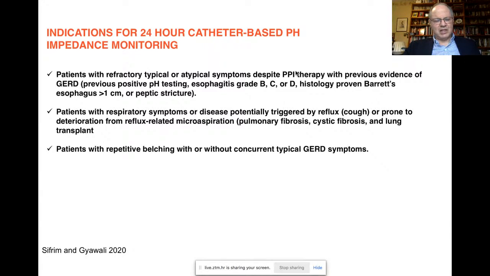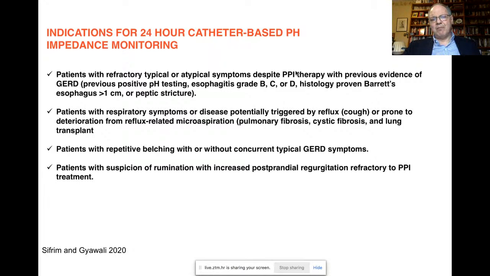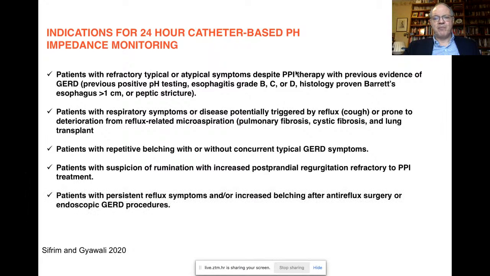As I said, in patients with repetitive belching, with or without concurrent typical reflux symptoms, and in patients with suspicion of rumination with increased postprandial regurgitation that were refractory to PPI treatment. Finally, in patients with increased belching or persistent symptoms after anti-reflux surgery or endoscopic procedures.